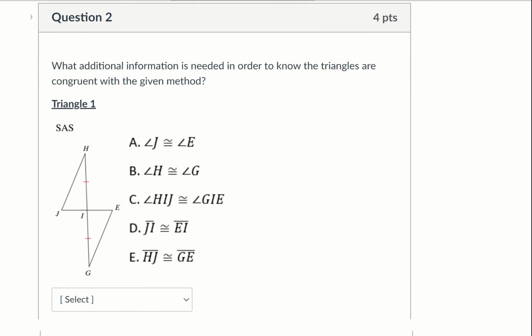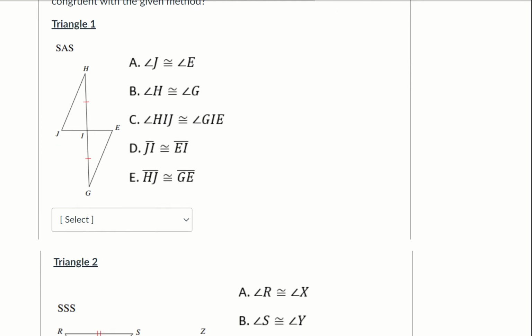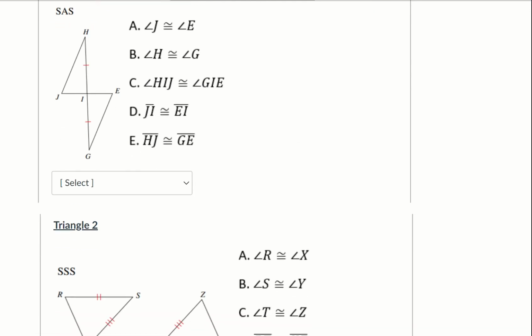All right, the second question: what additional information is needed in order to know the triangles are congruent with the given method? We have side angle side. For this first set of triangles, this side corresponds to this side, so that makes sense. And so we have a side. Technically, we have an angle here because we know that these two angles are vertical angles, and therefore they have to be congruent.